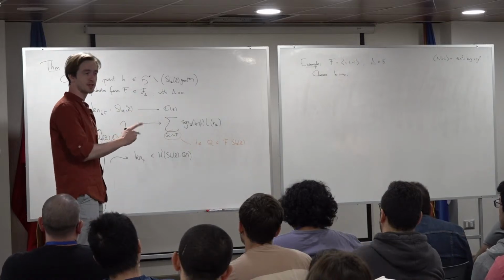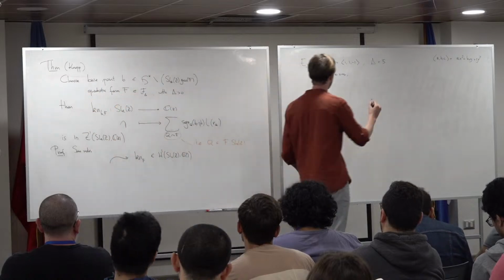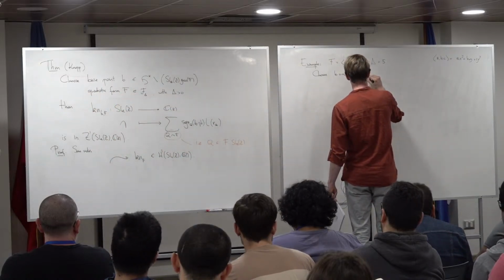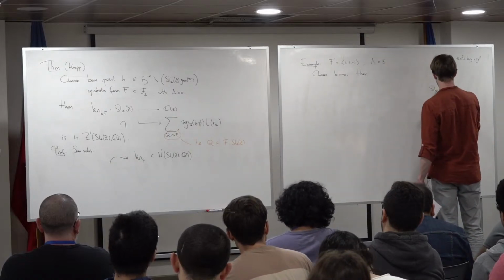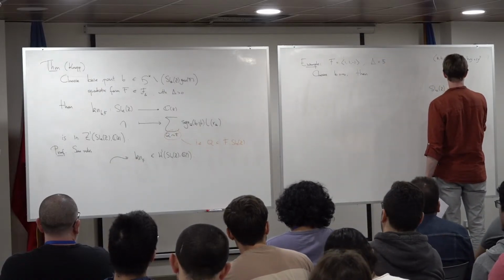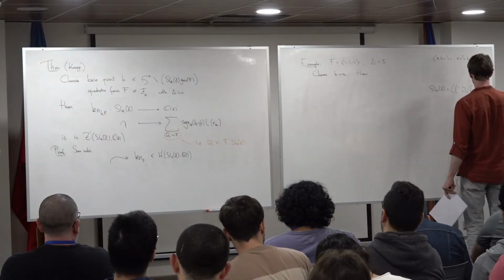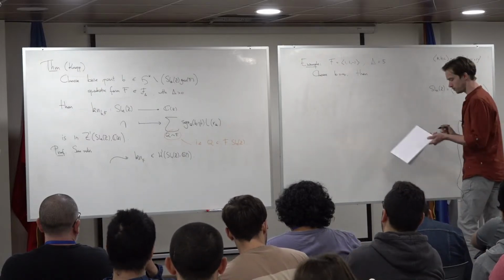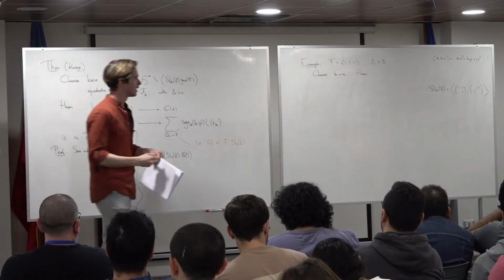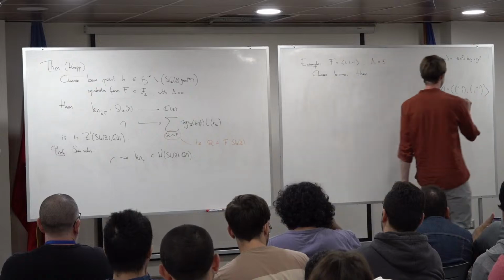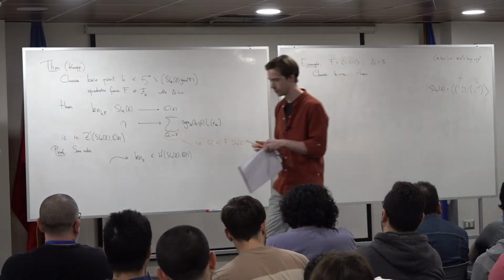But SL2Z is finitely generated. So if I tell you what it does on the generators, you'll know, in principle, how to extend it in full generality. So SL2Z is generated by two matrices, namely this one and this one. And traditionally, these are denoted T and S. Yeah, so that's the notation that I will use in what follows.